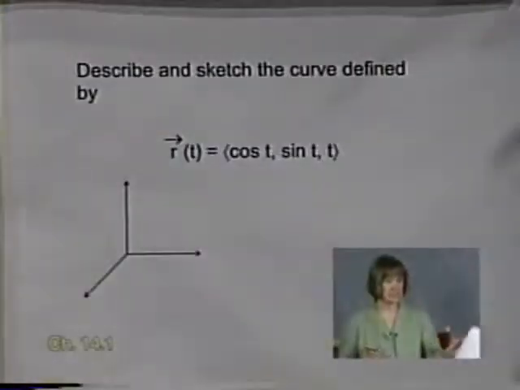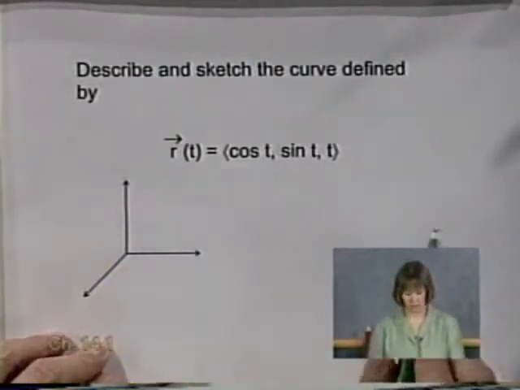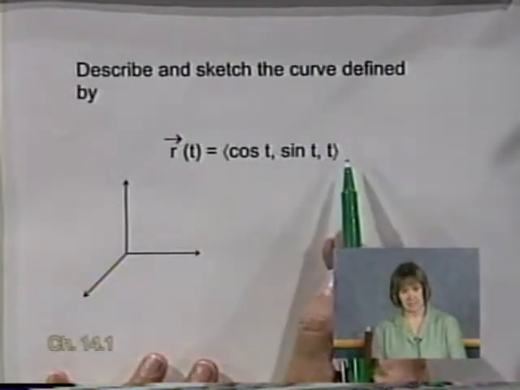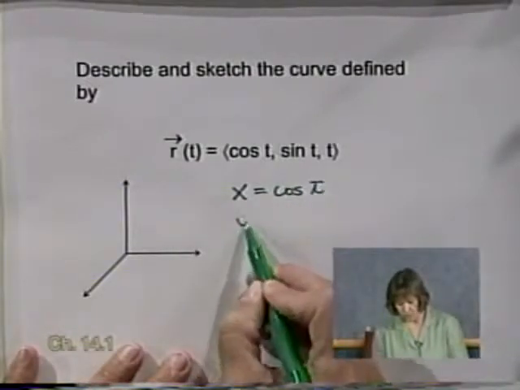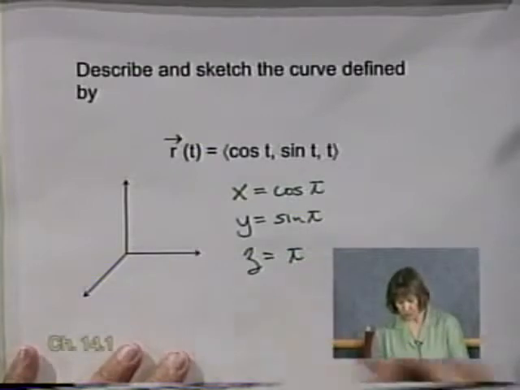Let's change it just a little bit. In this case, my vector-valued equation is r of t is equal to cosine t, sine t, t. So notice again, we have x equals cosine t, y equals sine t, and we have z equals t.